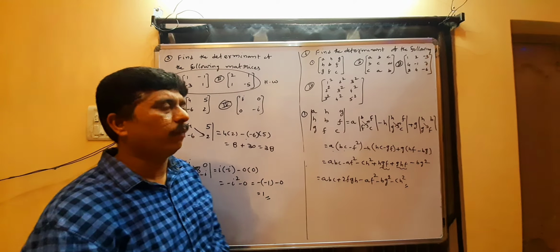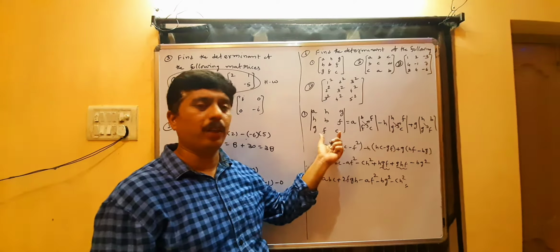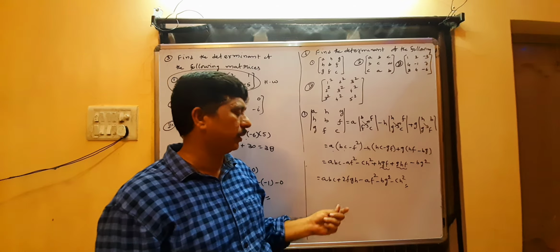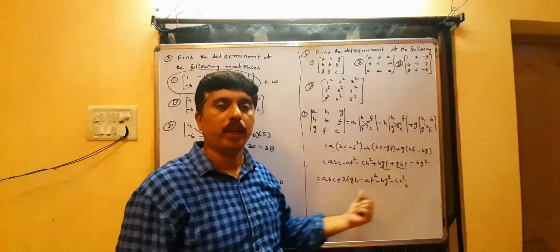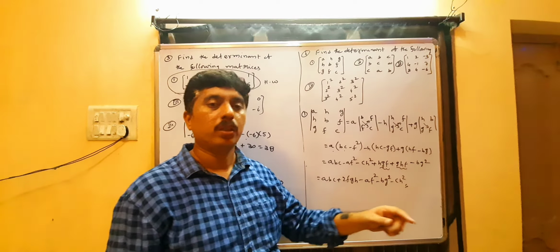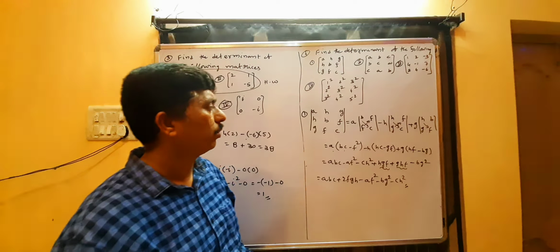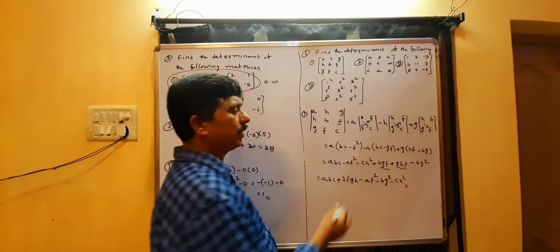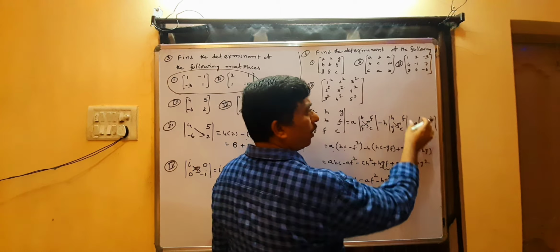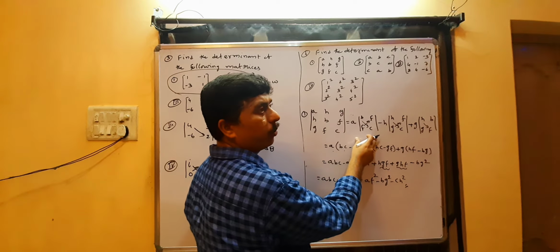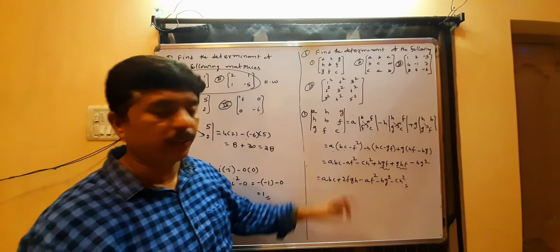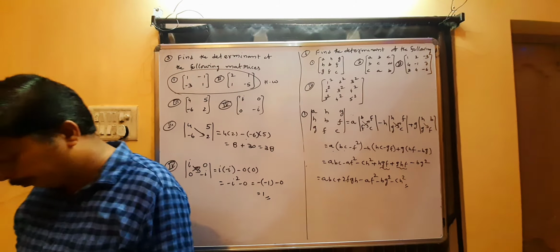Now this one in 1B comes as a second degree non-homogeneous equation. It represents a pair of straight lines, which means this condition equals 0: ABC plus 2FGH minus AF square minus BG square minus CH square equals 0. That is in 1B, not in 1A. Actually, don't write this step. For understanding purposes I have written it. If you want, you can find the determinant directly. Coming to the next problem.